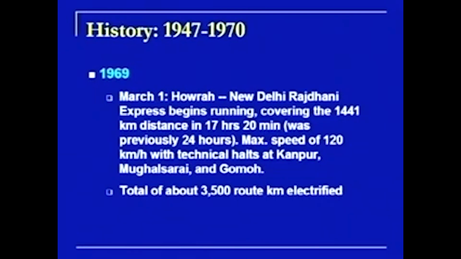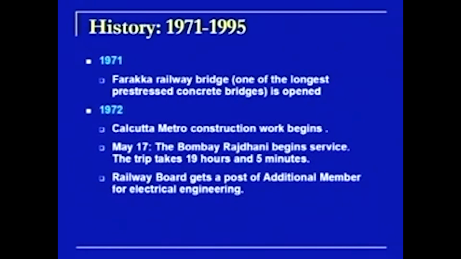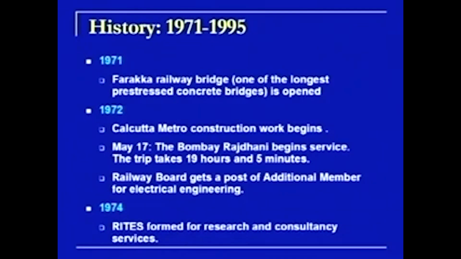It was having a maximum speed of 120 kilometers per hour. Then there was Farakka Railway Bridge, which is one of the longest pre-stressed concrete bridges. It was opened. Kolkata Metro started working. It was the construction phase which was started for this one. The Bombay Rajdhani also started its services, and again there was modification in the railway board in 1972. RITES was formed for taking up the research and consultancy services in the area of not only the Indian Railways but others also. That was the year 1974.